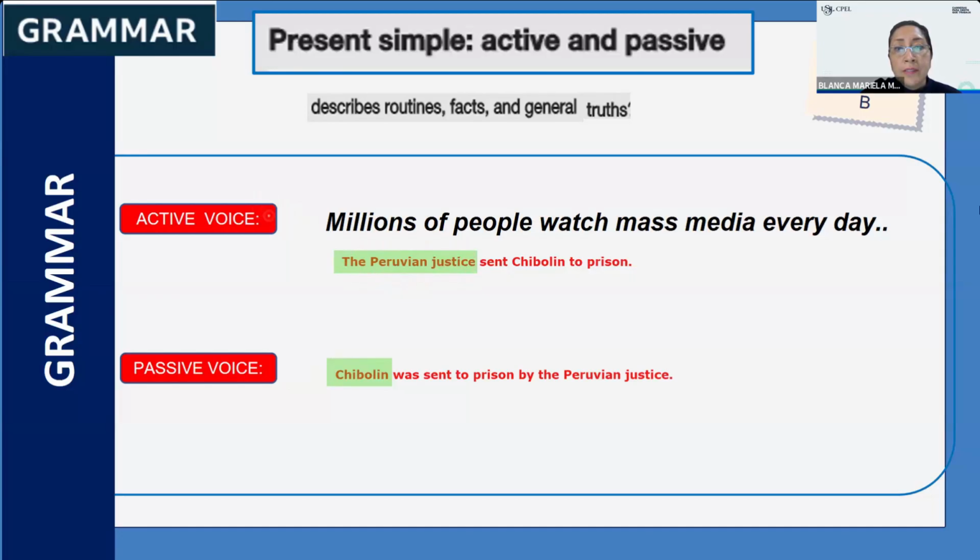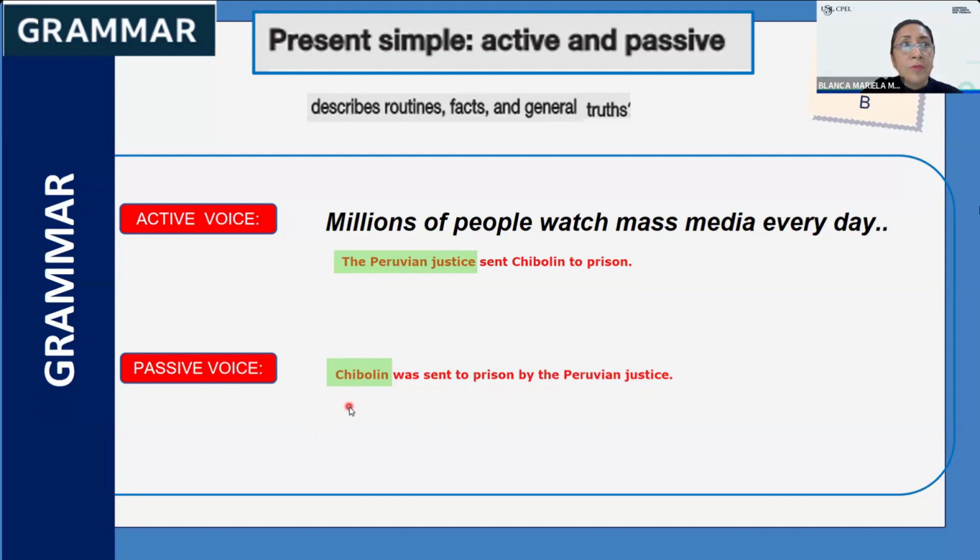Okay, so the emphasis is on who performs the action. The Peruvian justice sent Chibolin to prison. The police sent Chibolin to prison. So the performer of the action, that's the most important in active voice. But in passive voice, the most important or the emphasis is on what happened. What happened to something or what happened to somebody. So what happened? What happened to Chibolin? Chibolin was sent to prison by the Peruvian justice.